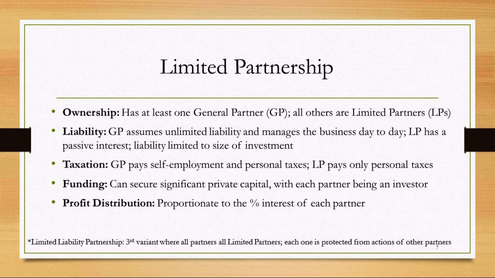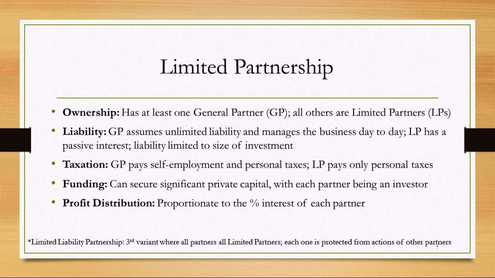In a limited partnership, you have an ownership structure where you have at least one general partner, and all others become, in that case, limited partners. Similarly to the prior structure, the GP assumes unlimited liability and manages the business day to day, while a limited partner has a passive interest and the liability is limited to the size of the investment. There's also a taxation difference. A general partner who has more control pays self-employment and personal taxes, while limited partners pay only personal taxes.